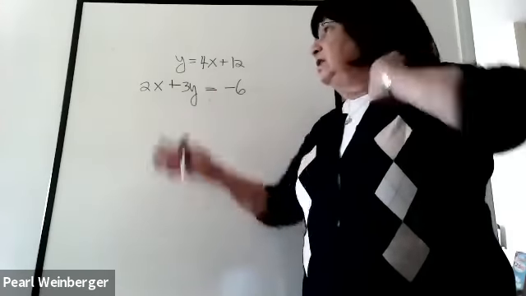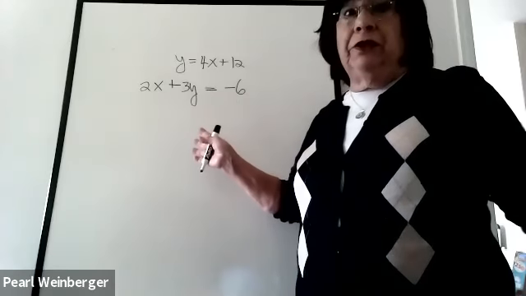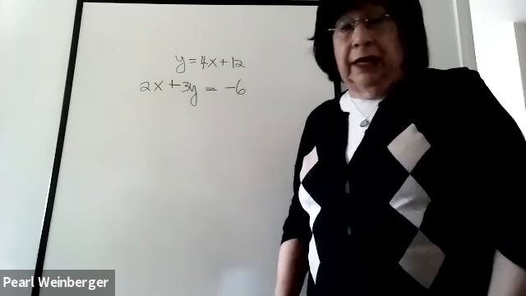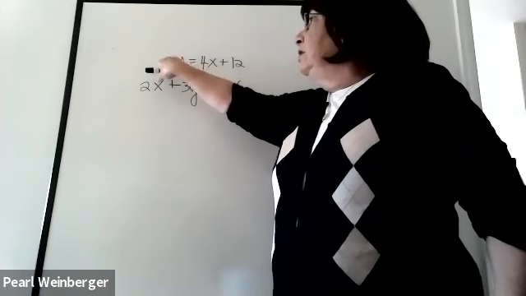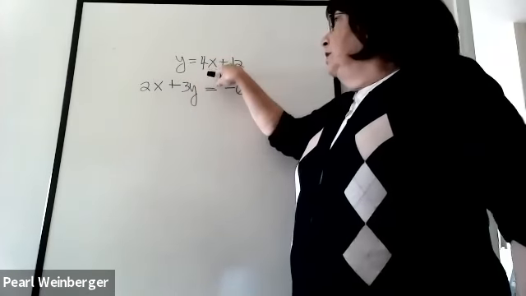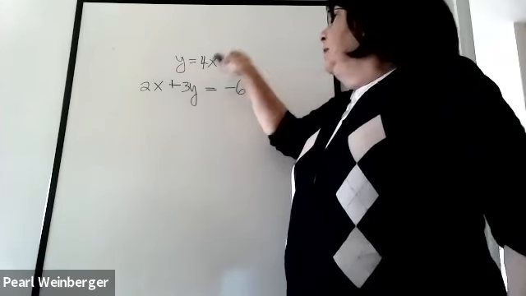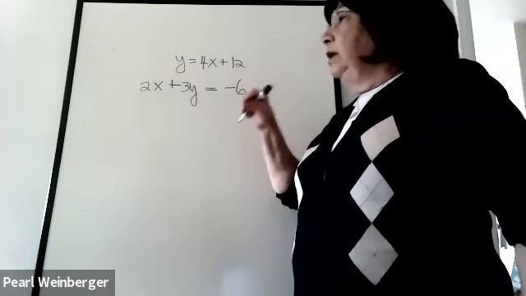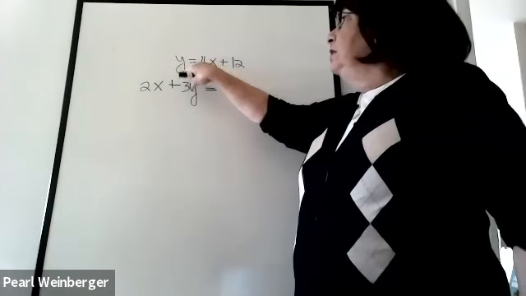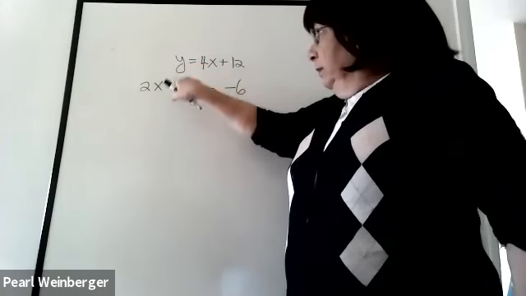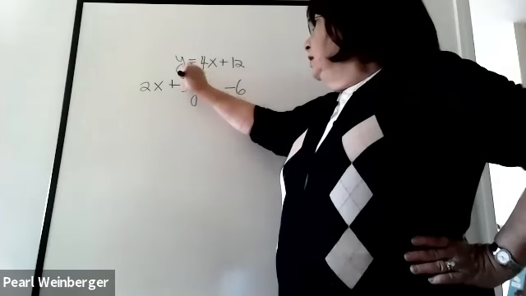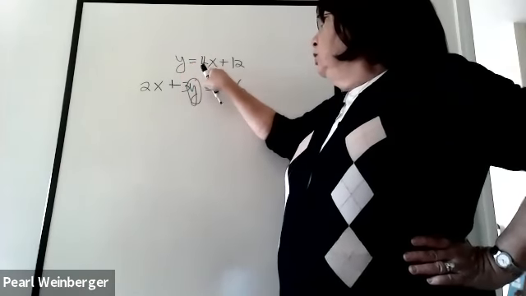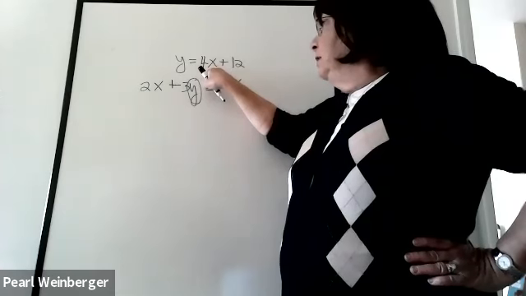But if it just says solve this, it doesn't matter which method you use as long as you come up with the right answer. But as I said, once one of your equations says either y equals something or x equals something, the easier way to go is to use the substitution method. So what I'm going to do is in my second equation, where I see a y, I'm going to replace it with 4x plus 12.